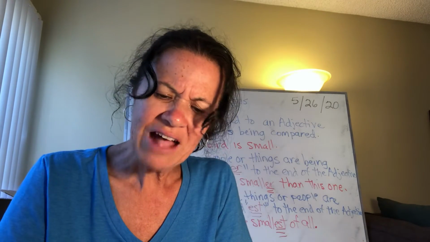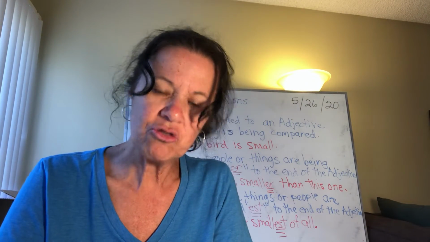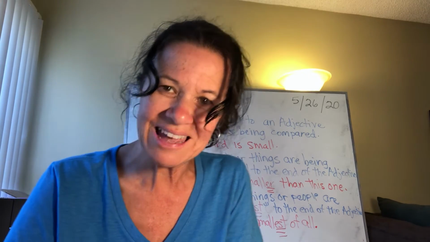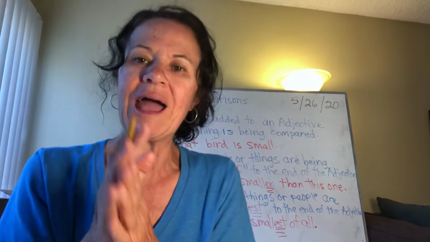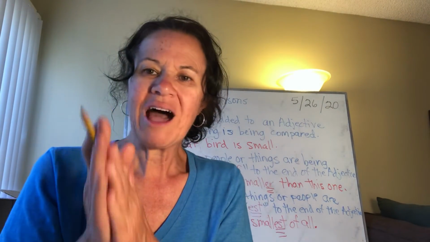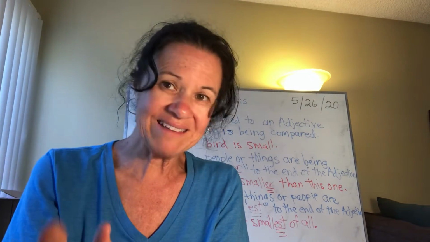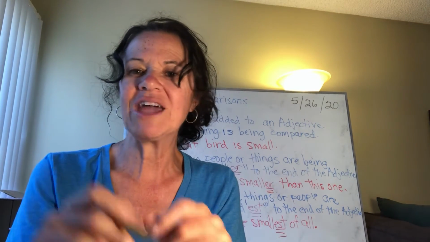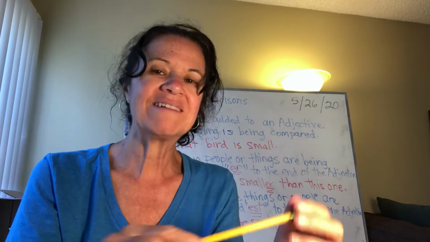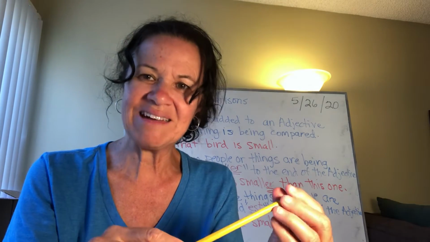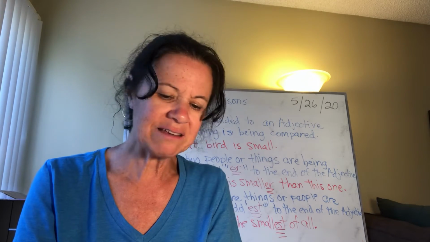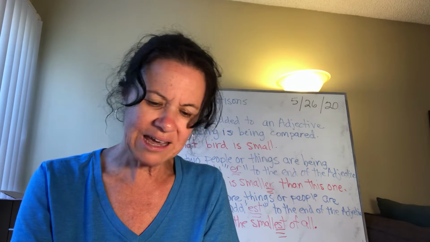The last rule here says, if the adjective ends in Y, change the Y to an I before adding ER or EST. For example, fancy, F-A-N-C-Y, you would drop the Y and add I-E-R, or I-E-S-T. So fancier, F-A-N-C-I-E-R, or fanciest, F-A-N-C-I-E-S-T.